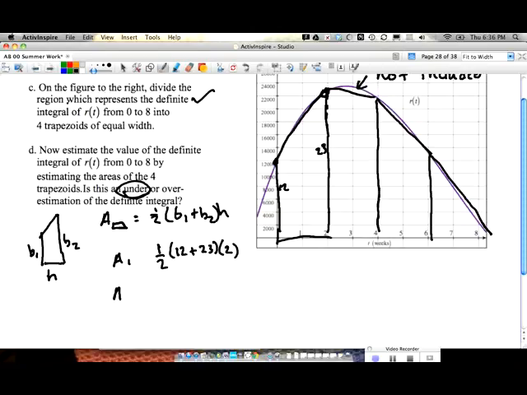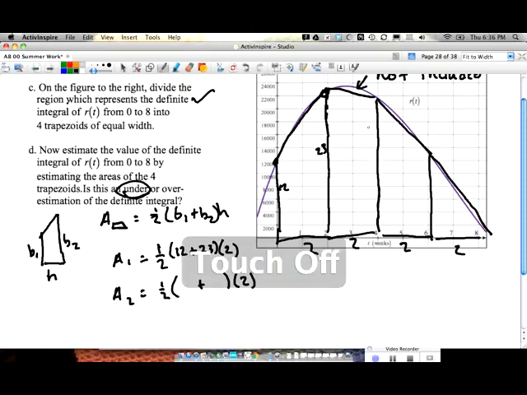Let's look at the next one. The area of the second one is going to be half, and then we're going to add a couple of things, and then multiply by 2. Why? Because the height is still 2. It's 2 for each of these, or that width, I guess you could say. Whatever it is, it's not really important.